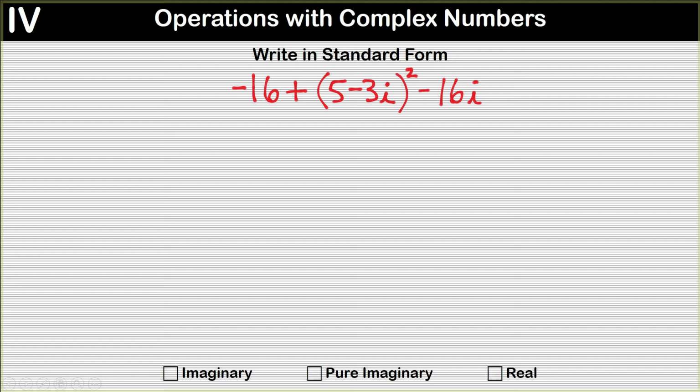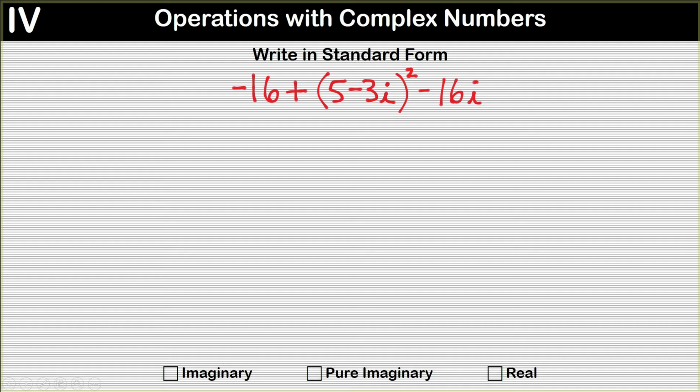We have to make sure that we do this problem in the correct order of operations. So our first thing would be to do the math problems inside of the parentheses, but since the 5 and the negative 3i aren't like terms, we can't add or subtract those. The next thing after doing the math problems inside the parentheses is to do the exponents. So we're going to have to take care of the exponents now.